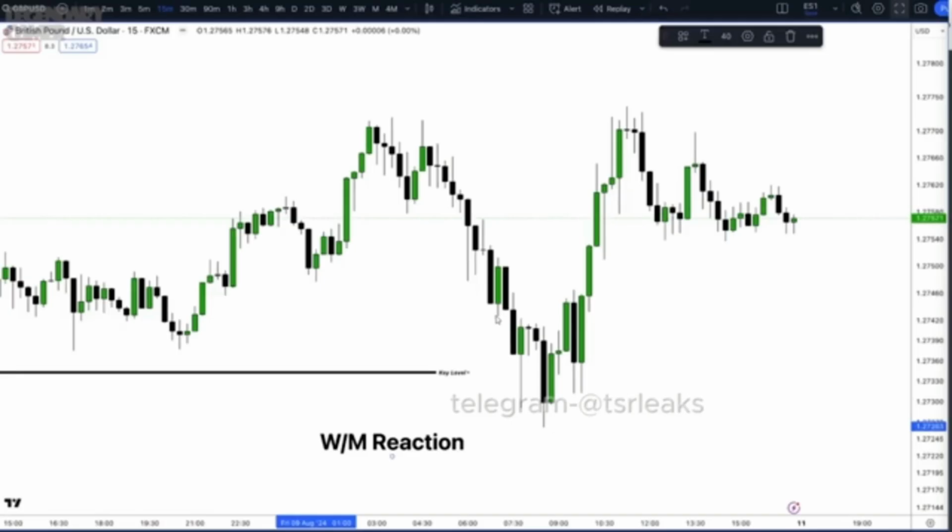Now, of course, it will not always form like this. Sometimes it will be perfect equal highs. Sometimes it won't. It will look like this. It will look like this. There are many different ways. However, you must be versatile and understand that price is not set to always create equal lows or always create equal highs. There are different ways a W or M can form.